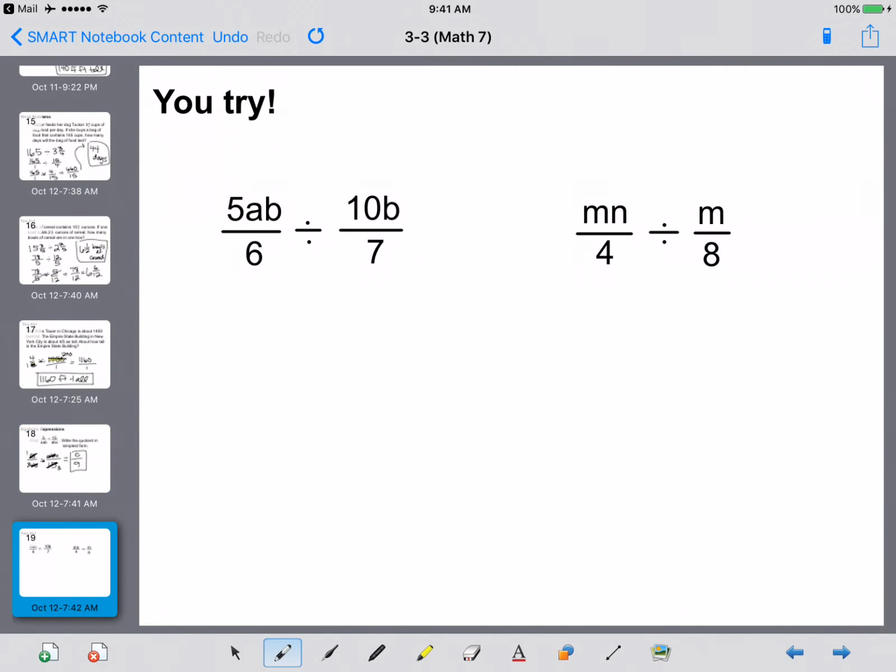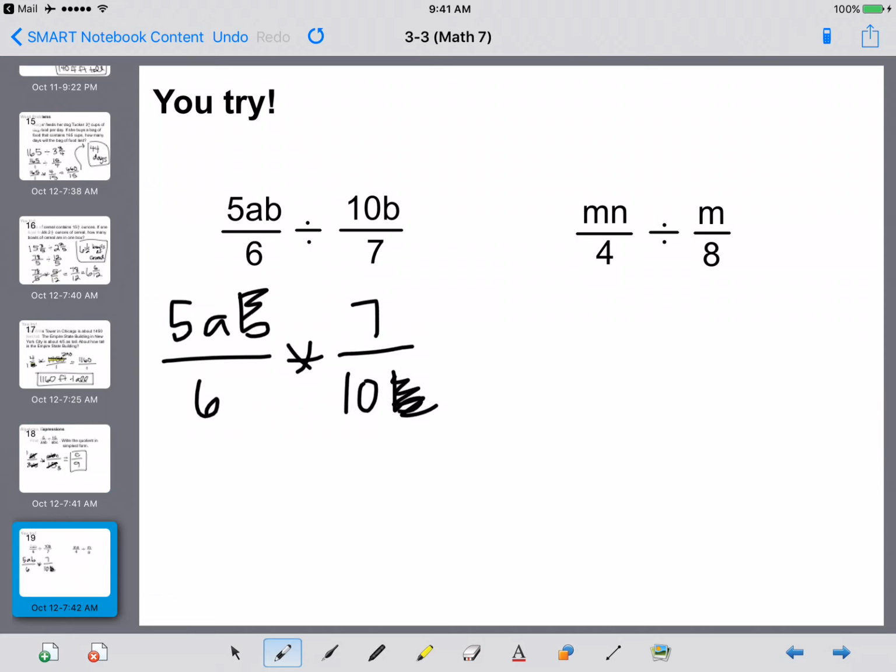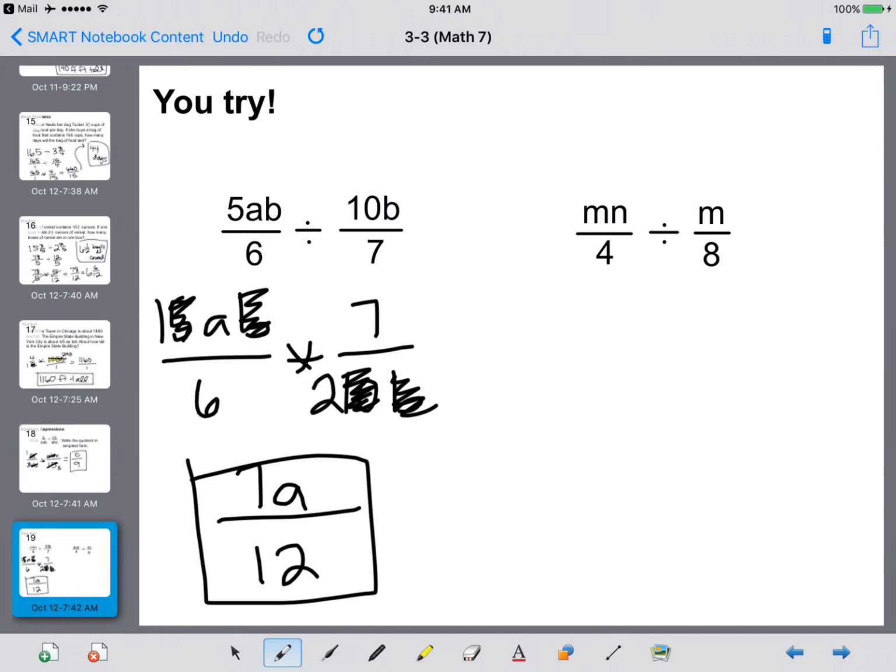So try these next two and see what you get. So we stay, multiply by our reciprocal, so switch, flip. Our B's cancel out. 5 goes into 5 1 time. 5 goes into 10 2 times. And we're just going to multiply across now. 1A times 7 gets us 7A. 6 times 2 is 12. We can't break that down anymore, so there's our answer.